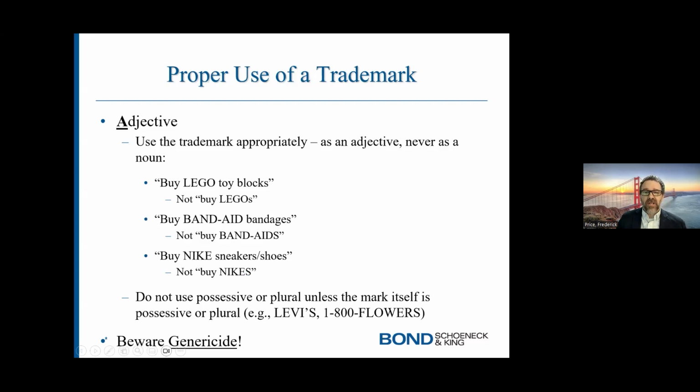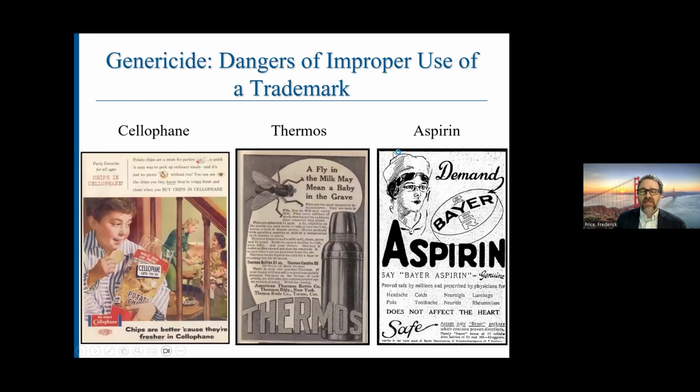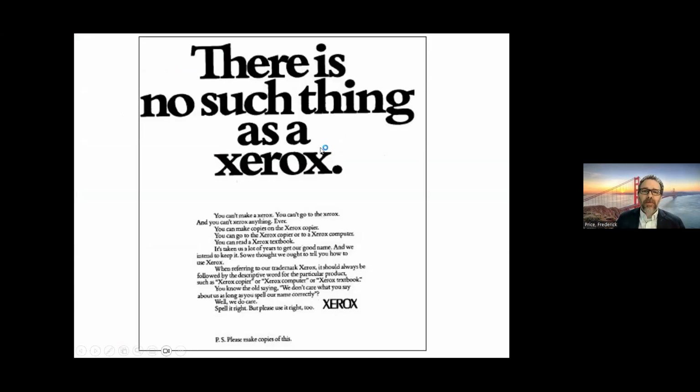And beware of genericide. So if you start using it as a noun, it's not being used properly anymore. And that's what happened to these marks. They used to be registered, and they've been genericized. Hopefully that's the right word, but they're no longer a valid federally registered trademark. And as you can see, some companies want to prevent that. And for those of you of a certain age, I'm sure you certainly remember saying, can you Xerox this for me? And Xerox wanted to prevent its very strong trademark from genericide. So you can see these advertisements that they put out. There's no such thing as a Xerox.